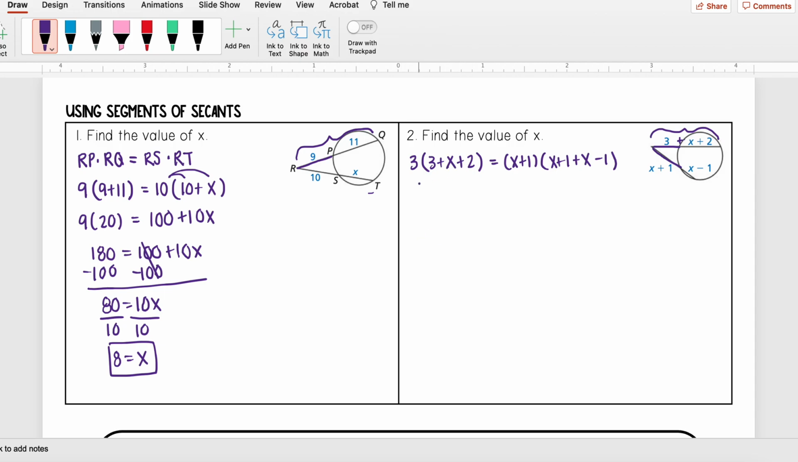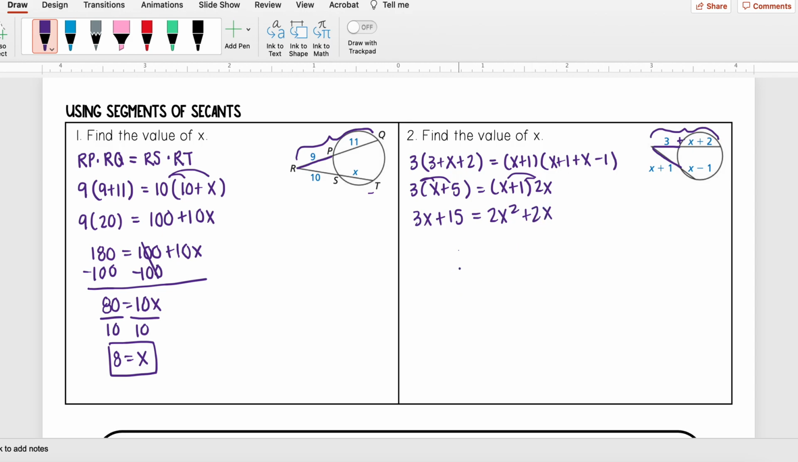So simplifying in this first parentheses, 3 plus 2, I get 5, so I'm going to have 3 times x plus 5. And then simplifying here, I have x plus x, which is 2x. 1 minus 1 is 0, so those cancel out, so I just have a 2x right here. Then distributing, I have 3 times x, I get 3x. 3 times 5, and I get 15. It's equal to 2x times x, which is 2x squared, plus 2x.